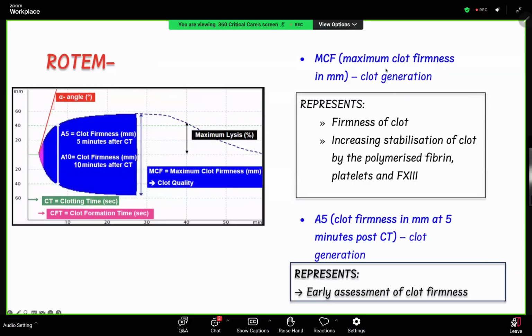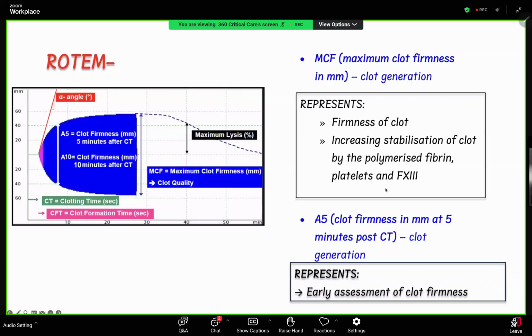Next, maximum clot firmness. This represents a millimeter height. It represents how strong or how firm is the clot, and increasing stabilization of clot by polymerization of fibrin and platelets and factor 13. So that MCF will be low if you have deficiency of fibrin or factor 13.